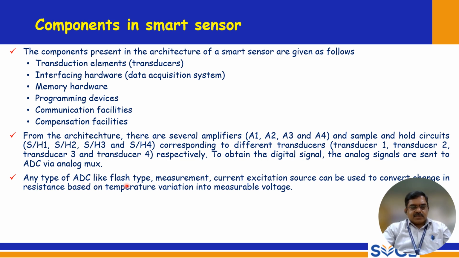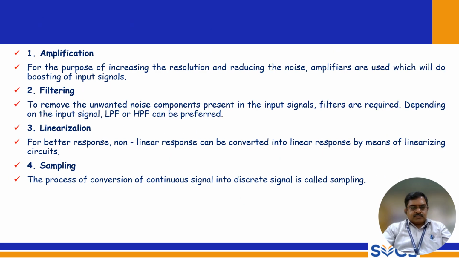Any type of ADC, like flash type, with a measurement current excitation source, can be used to convert the change in resistance based on the temperature variation into measurable voltages. So that is the conversion process, and these are the steps taking place in the architecture. One is amplification, for the purpose of increasing the resolution and reducing the noise. Amplifiers are used which will do boosting of input signals.